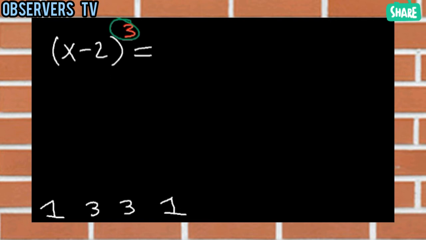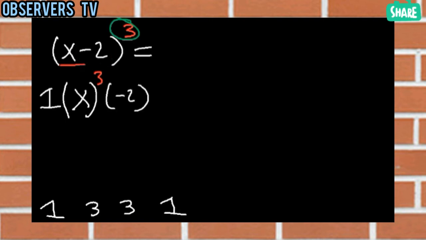The coefficient for the first term goes in order from left to right. It's 1. And then we're going to have the first letter, x, raised to the third power. And then the second part of the binomial, which is negative 2, raised to the 0 power. Now, these two exponents must always add to 3, this particular number.